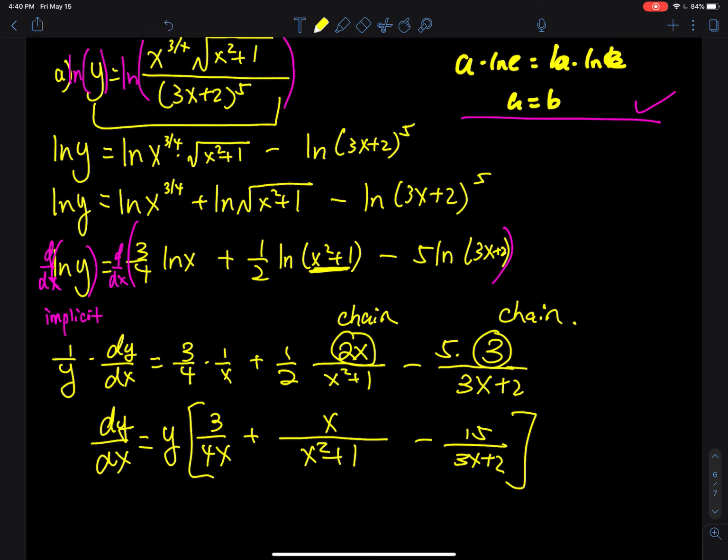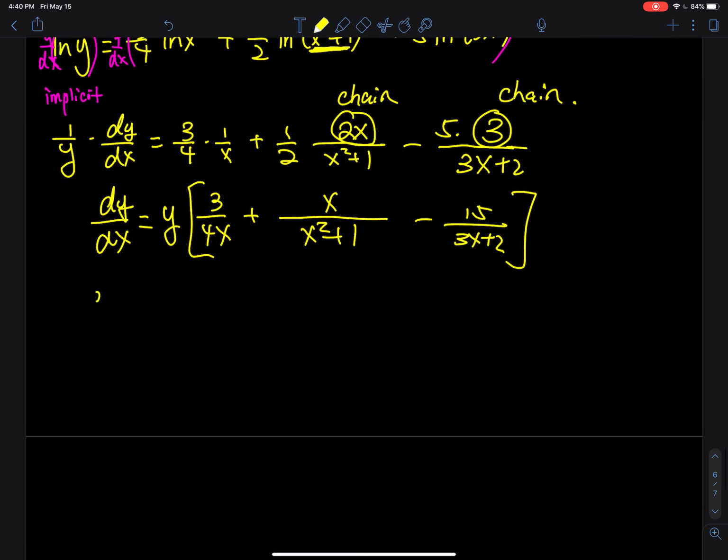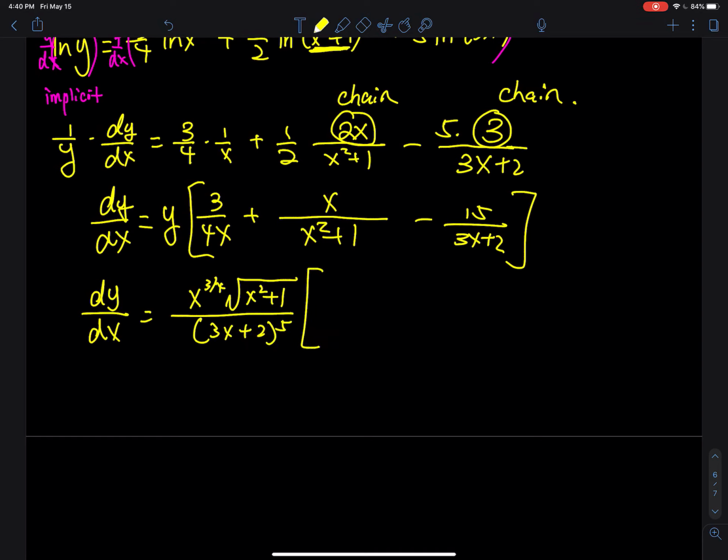So what we are going to do next is replace the y with the given problem, which is x to the 3 over 4 square root of x squared plus 1 divided by 3x plus 2 raised to the 5th, and then multiply the whole thing inside the square bracket. So 3 divided by 4x plus x divided by x squared plus 1 minus 15 divided by 3x plus 2. So that is the final answer of the first problem.